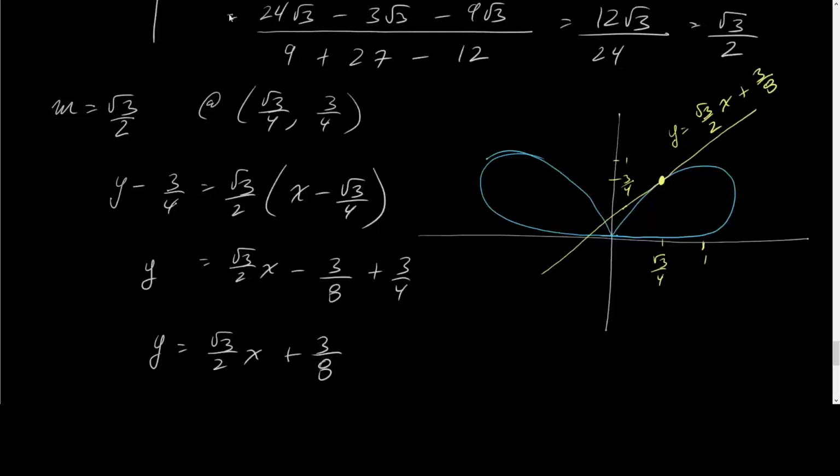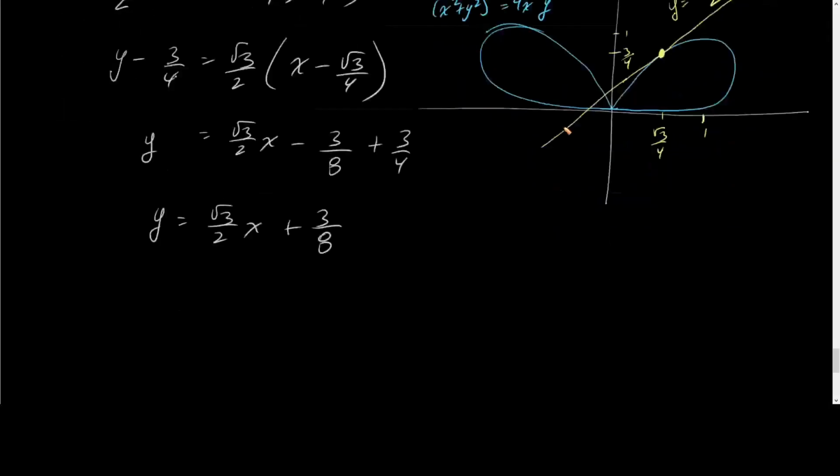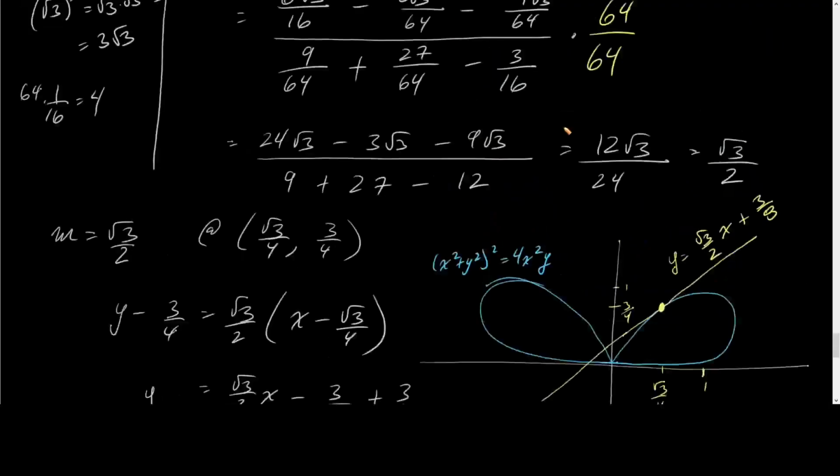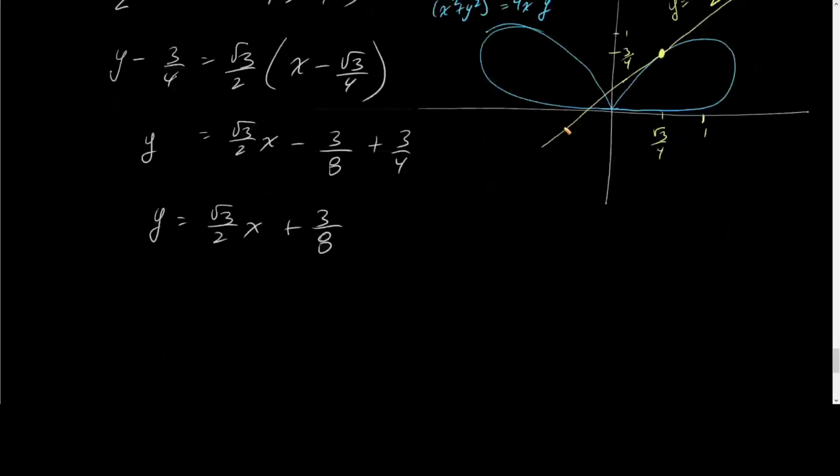That equation in blue was x squared plus y squared squared is equal to 4x squared y. All right. Next one. So that was D.